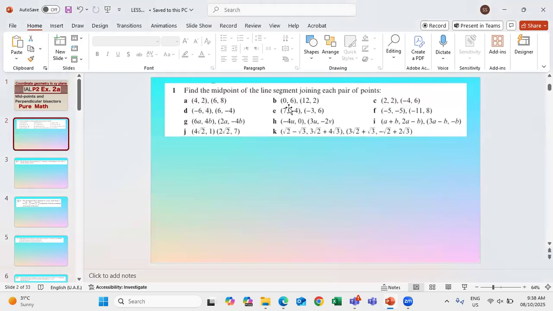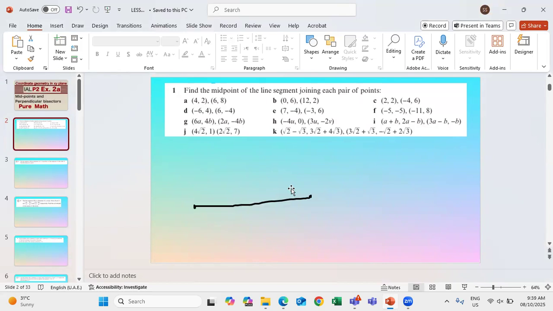Find the midpoint of the line segment joining the pair of points. So here we have been given different points, and these are the endpoints of a line segment. So what does that mean? For example, I have this line segment. A line segment always comes with two endpoints. A line doesn't have endpoints, but a line segment does. Let's say one is here and one is here.